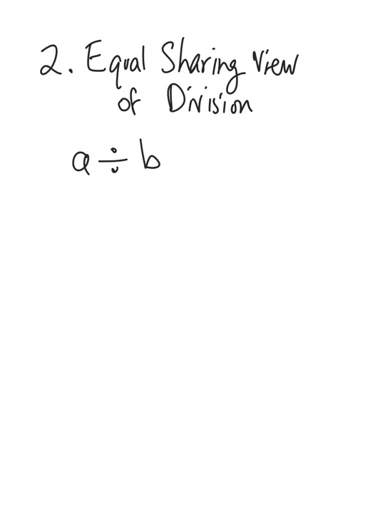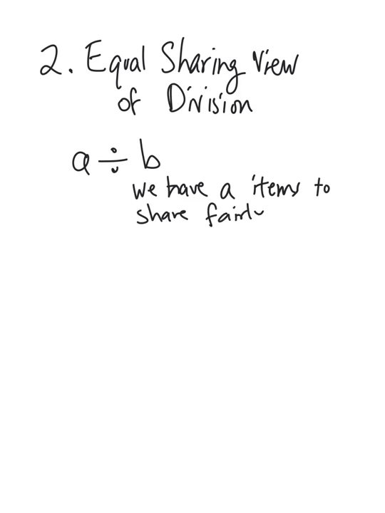This next view of division is called the equal sharing view of division. If we have A divided by B, it means something to the effect of we have A items to share fairly among B people. It doesn't have to be people, it could be objects or something like that. Dogs could be sharing this, or any number of different kinds of things, but I'll say people.